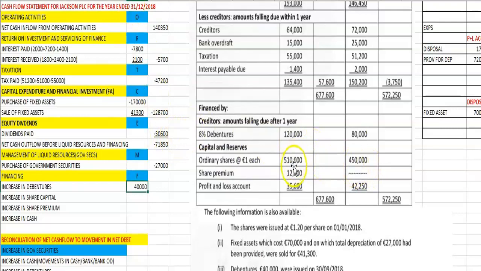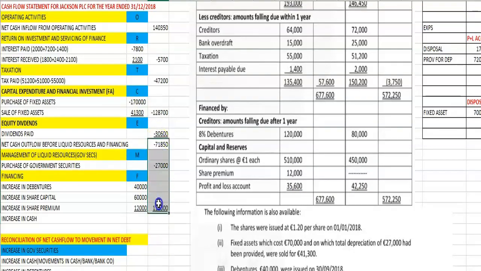Your ordinary share capital went from 450,000 to 510,000, so again, that's a cash flow coming into the business, 60,000. Your share premium has also increased by 12,000. You must have issued some of those shares at a higher price, at a premium, so that would have generated an extra 12,000 euros coming into the business. So your subtotal there is 112,000 positive.